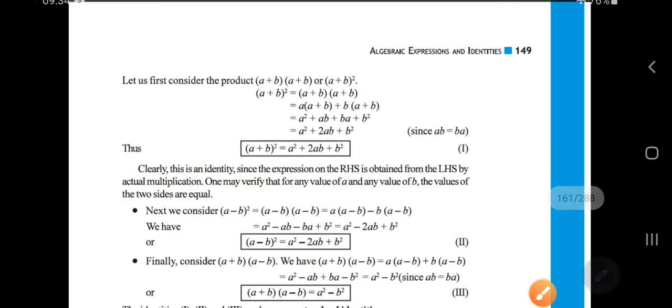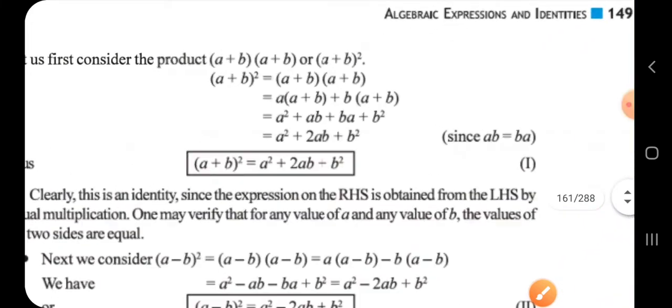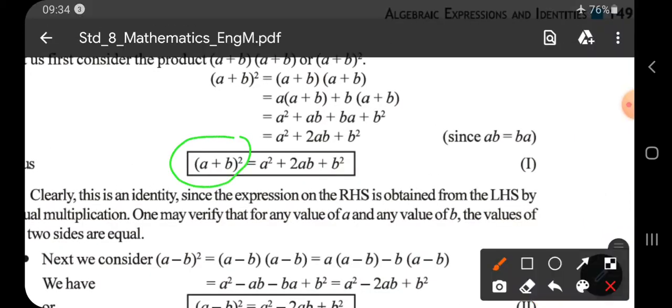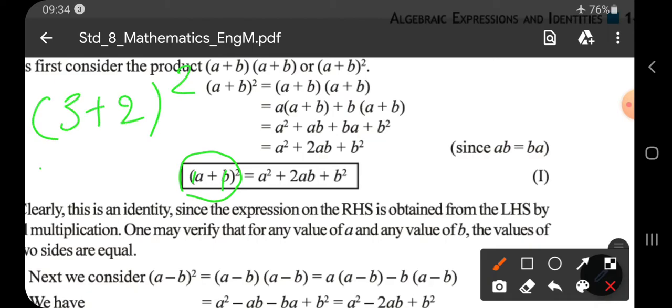First one: (a plus b) all raised to square. What is the expansion of this identity? a square plus 2ab plus b square. Here a and b you can consider as variables. Instead of a and b, it can be any constant number or any monomial. It can be (3 plus 2) all raised to square, or (3a plus 2) all raised to square.